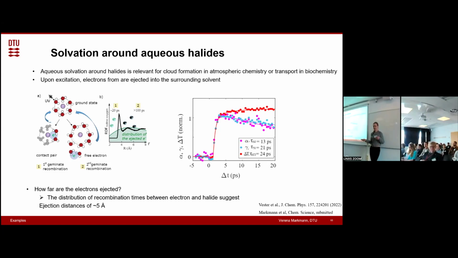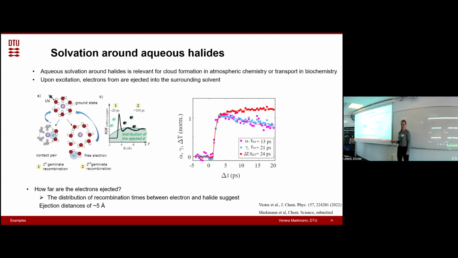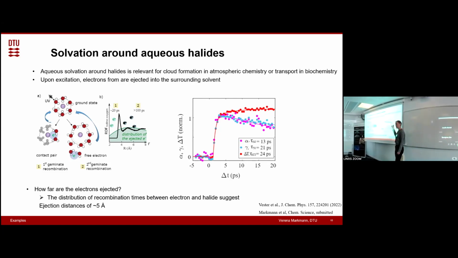Does it become a free electron? Does it become a contact pair? How far does it go? And the thing is, with our technique, we don't really see the electron itself. We only see structure, right? But we can still use the technique, because if the electron is still at the iodide, then the water surrounding it in the first solvation shell is more or less structured. This is the structure we can see.